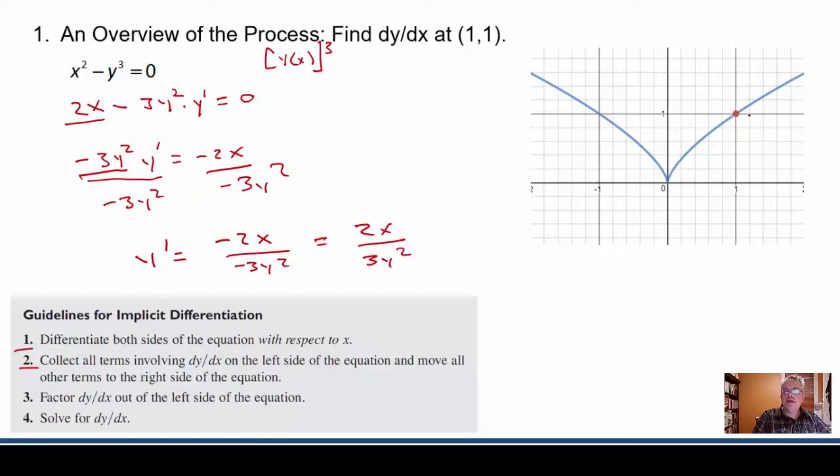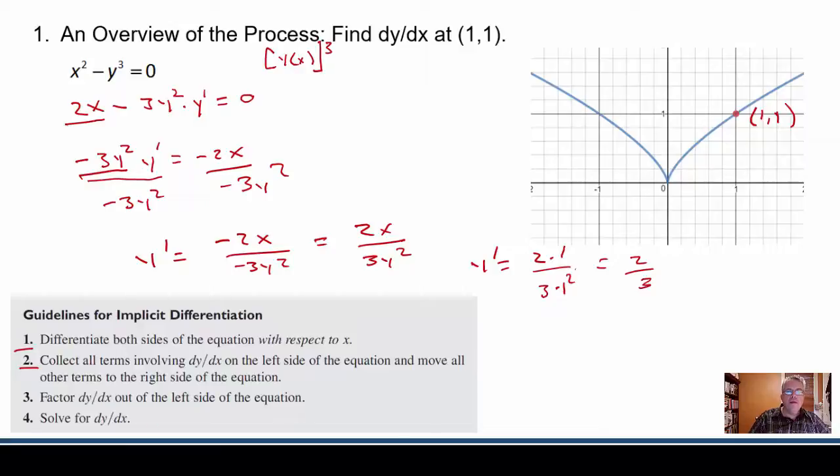So if you give me the x and y coordinates of a point on the graph, for instance (1, 1), we can find the derivative there. y prime equals 2 times 1 over 3 times 1 squared, which is 2 over 3, or just 2/3. That's the derivative right there.